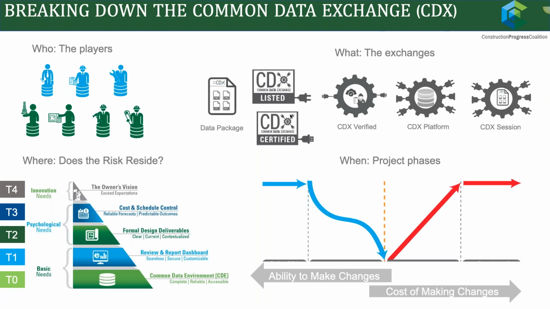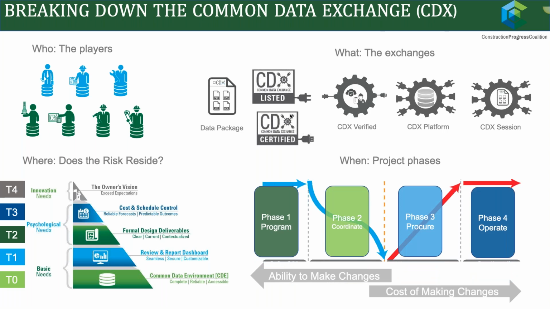But when do these things happen? So this is the 4 phases that, again, this goes back into lean concepts and other ideas. But regardless of the type of project that you are working on or the contract, there are 4 phases of the programming, the coordination, the procurement of the project, and then the operation of it. And what we're really trying to focus on is where are these boundaries between these major phases?